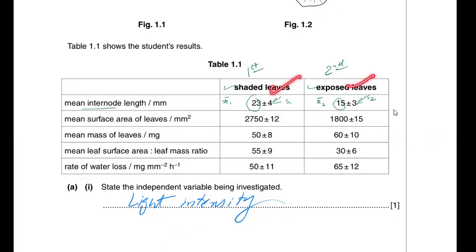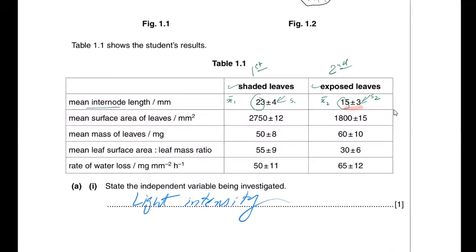Shaded leaves and exposed leaves, you can see the values 23 plus or minus 4. This means that this is the mean length together with the standard deviation. Mean plus or minus this, because this is the value provided, so this must be the standard deviation, because that's how we mention standard deviation together with the mean. So 23 plus or minus 4, 15 plus or minus 3, this is the standard deviation provided to you. So all the standard deviations are provided to you for each mean that's given.